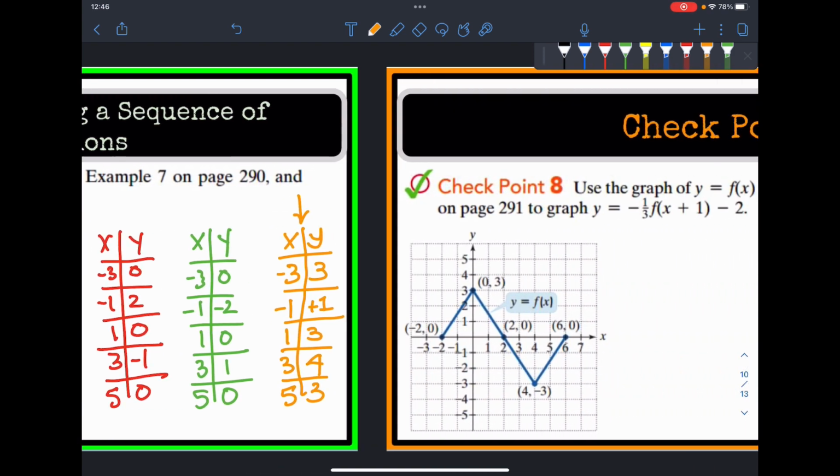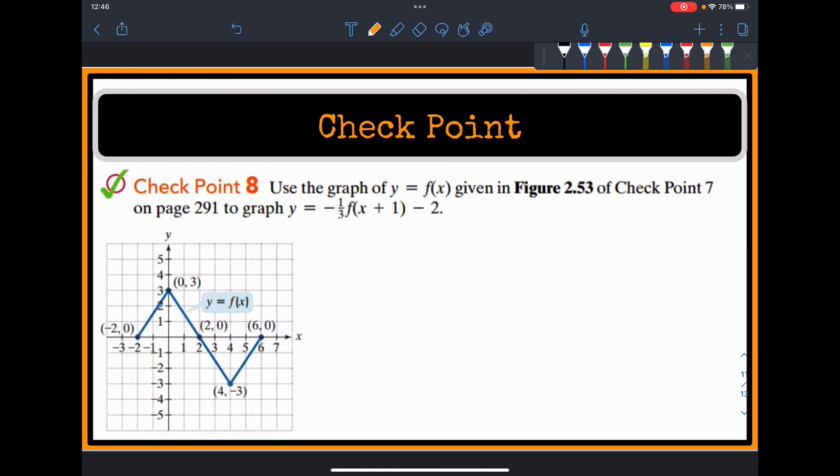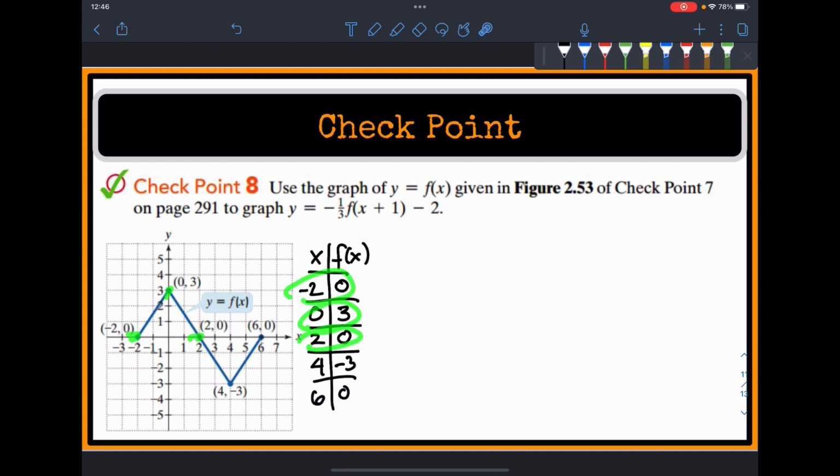Pause the video and try to graph this function here. So let's check your work. For this function, the x and y coordinates for f, as indicated on our graph, are -2, 0 from left to right, 0, 3, 2, 0, 4, -3, and then 6, 0. So again, -2, 0, 0, 3, 2, 0, 4, -3, and then 6, 0.